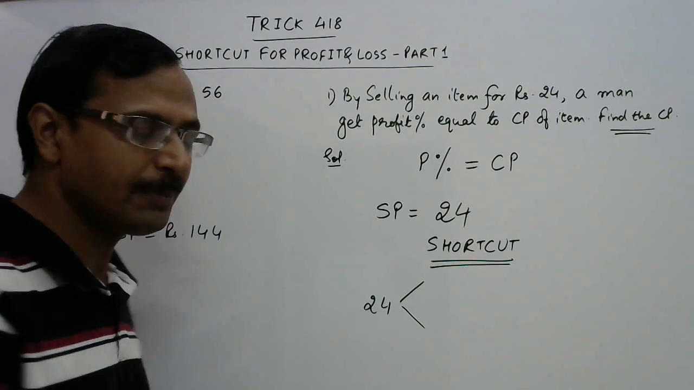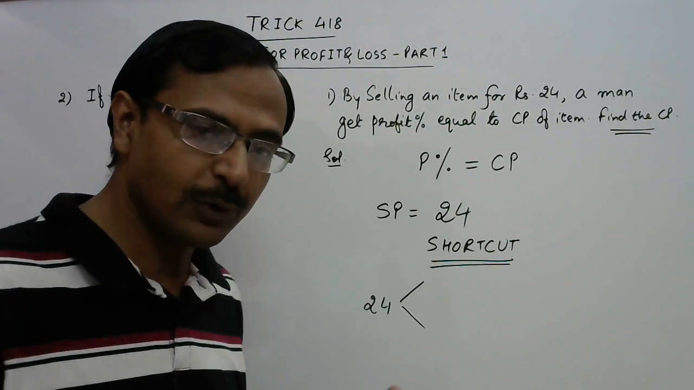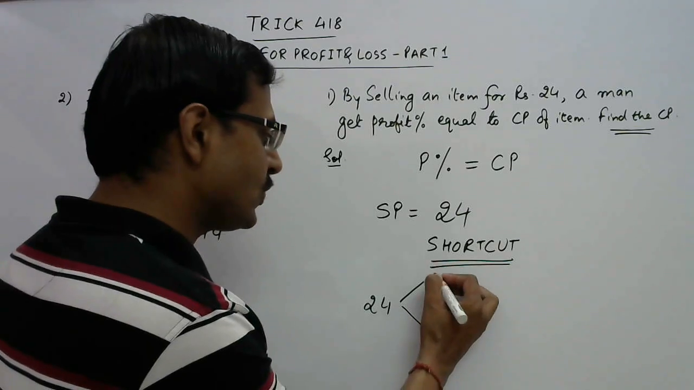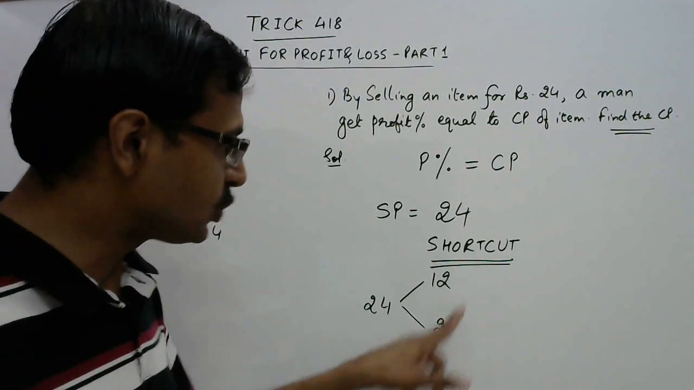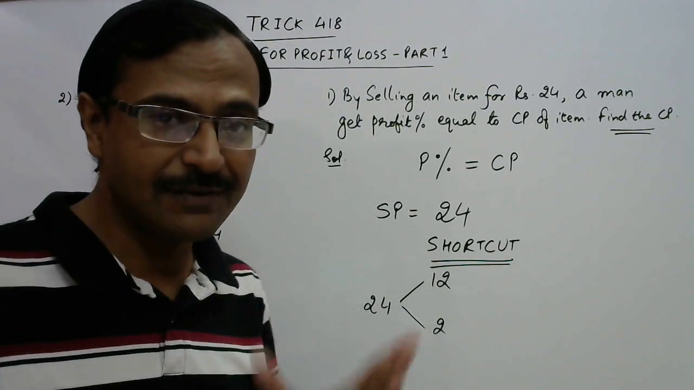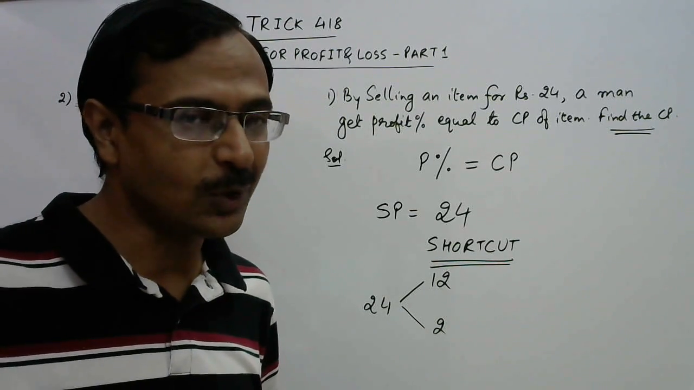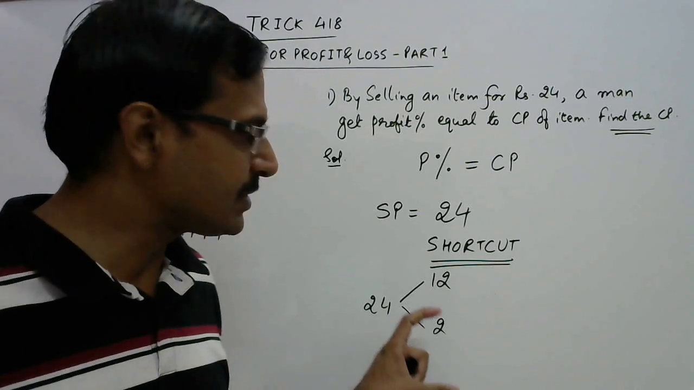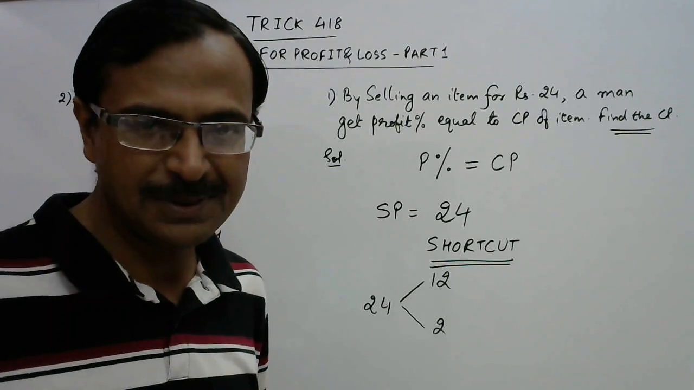So what are the two numbers? If you make the factors of 24, you will find that 12 and 2. These are the two factors. 12 into 2 is 24. And what is the difference of 12 and 2? It is 10. So once you get these two numbers in your mind, your answer is there in the next step.